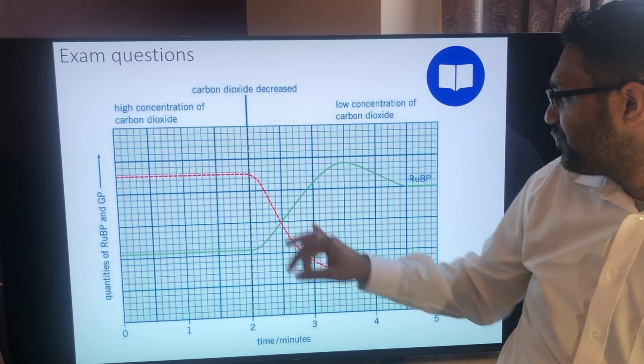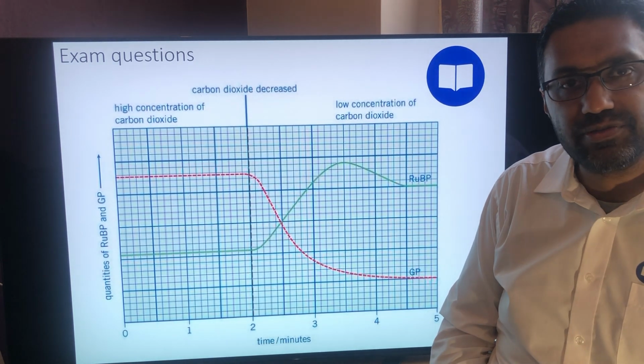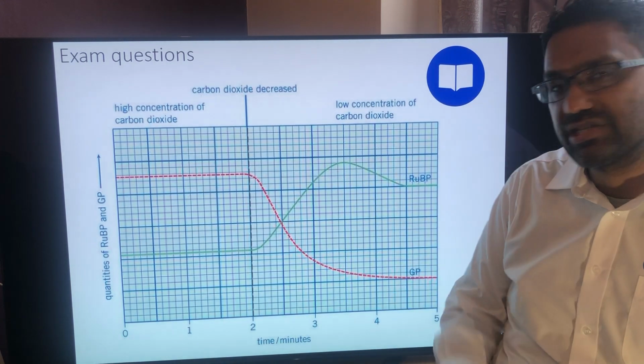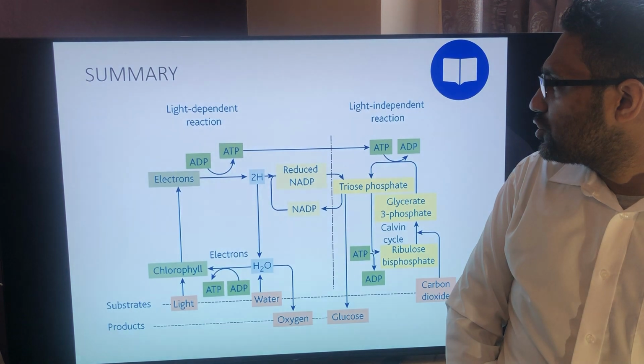Well, what happens to GP? GP starts to go down. Okay, it's kind of obvious because RUBP isn't being converted into GP. Okay, so typical exam question.